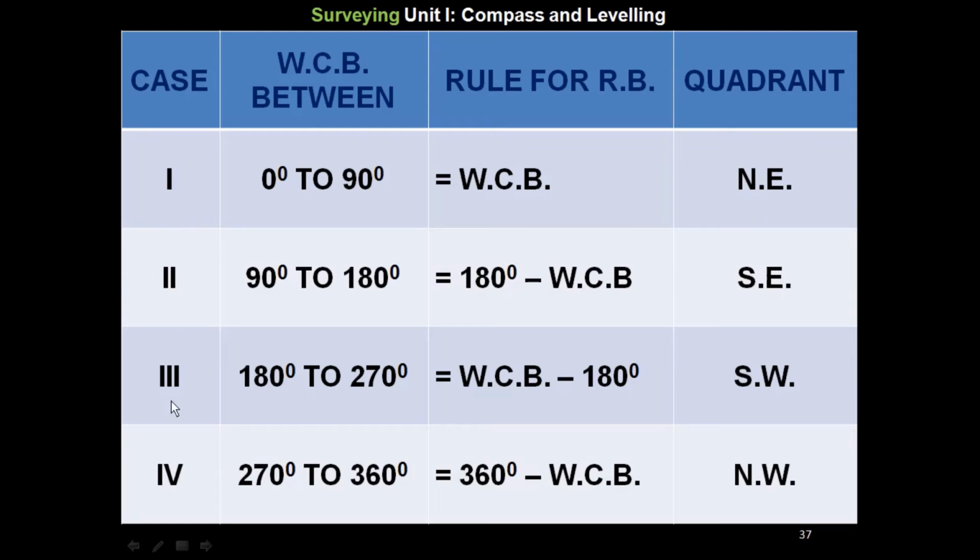The third case, when the whole circle bearing is between 180 degree to 270 degree, the rule for reduced bearing is whole circle bearing minus 180 degree. The quadrant is southwest. Then the fourth case is the whole circle bearing is between 270 degree to 360 degree. Then the reduced bearing can be calculated by 360 degree minus whole circle bearing, and it is in the northwest quadrant.